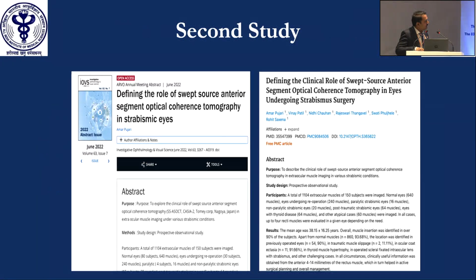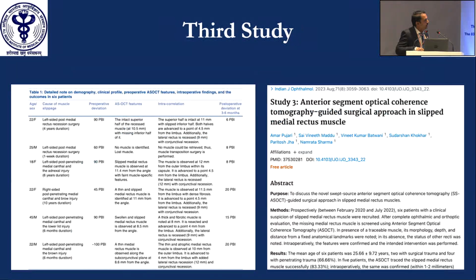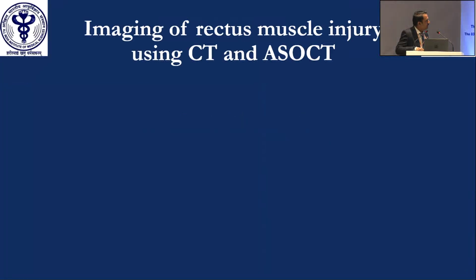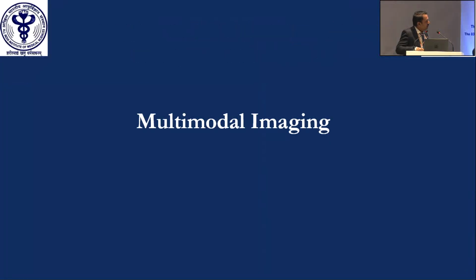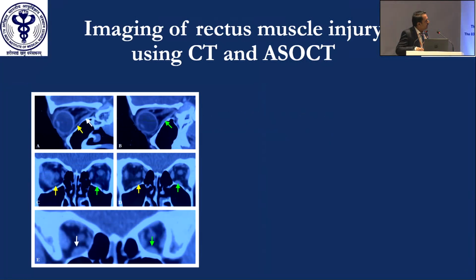So this was the second study, where I did 1104 muscles, including the normal and the operated. We published that one. The third one was purely dedicated to the slipped muscles, which we also published. And there's something called multimodal imaging, because we want to combine both images together. So this is one scenario.